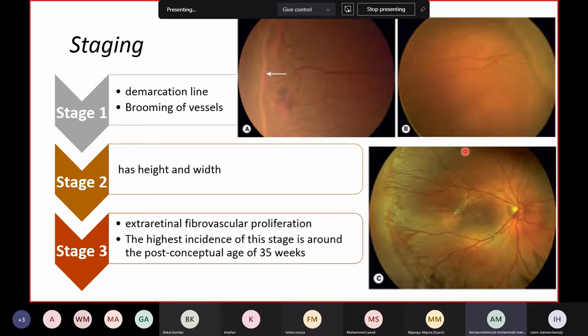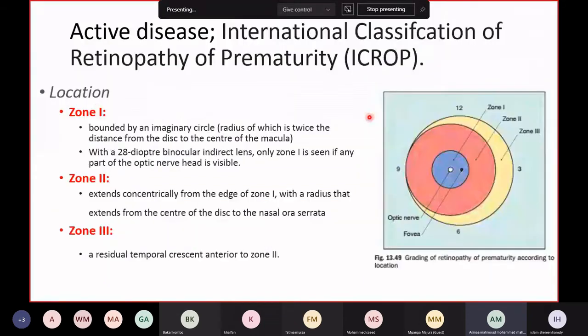It will affect the decision to treat. So we treat patients with zone 1 disease, even if they don't have severe neovascularization. If the disease is still in zone 1, if the vessels have not crossed zone 1 to zone 2, I will have a lower threshold to treat them.